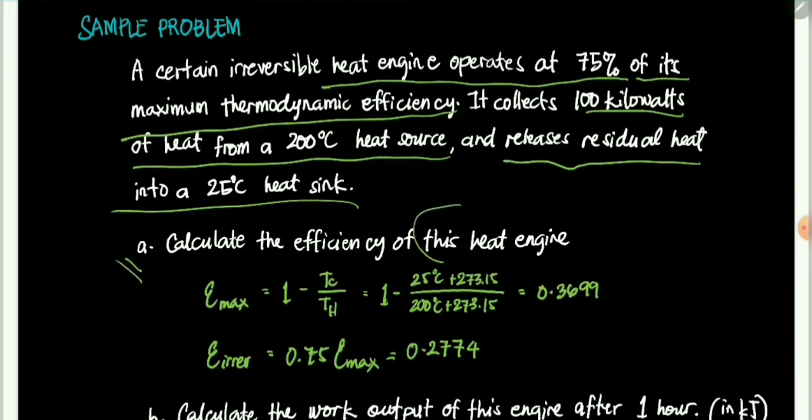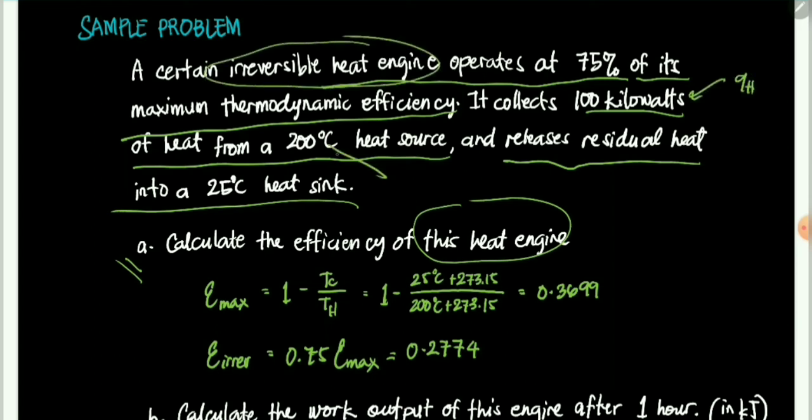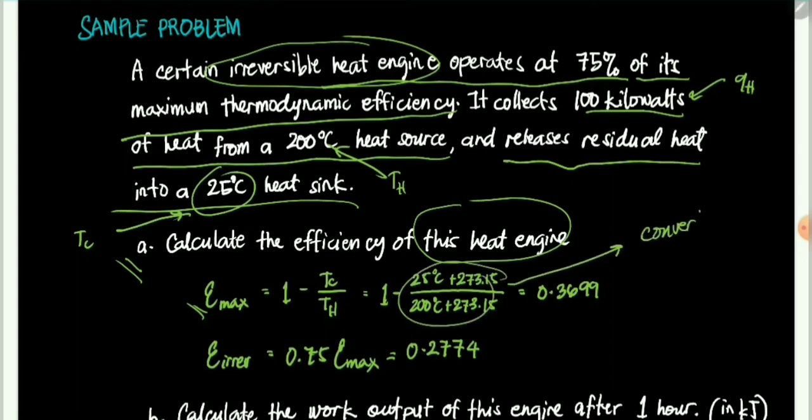So, when we say this heat engine, itong heat engine na to, irreversible heat engine. So, ilalabel lang natin. This is QH. Okay? This is TH. And this is TC. Okay? So, ang gagawin natin, kukunin muna natin yung maximum thermodynamic efficiency or the efficiency of the Carnot engine. So, that's 1 minus TC over TH. Iko-convert nyo muna sa Kelvin lahat ng temperatures. Okay?